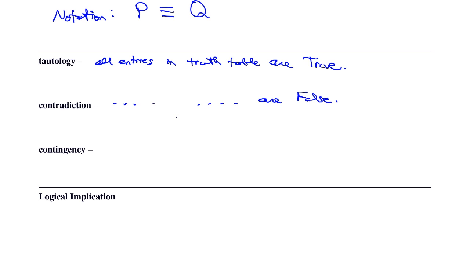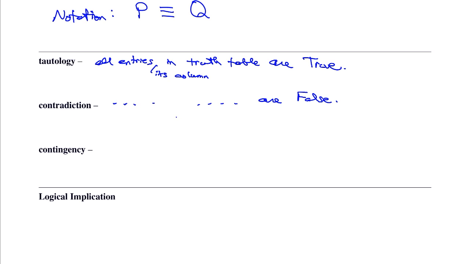Does it have to be the entire truth table, or is it just that column? It's that column, yeah. So all entries in its column in the truth table are true, and same thing for that one. Contradiction is they're all false.